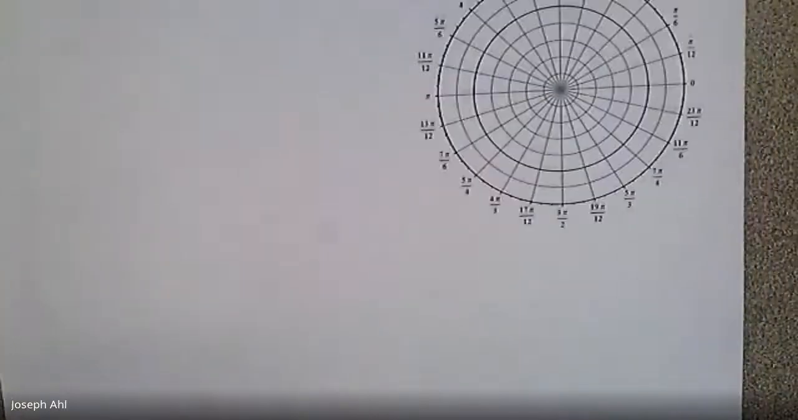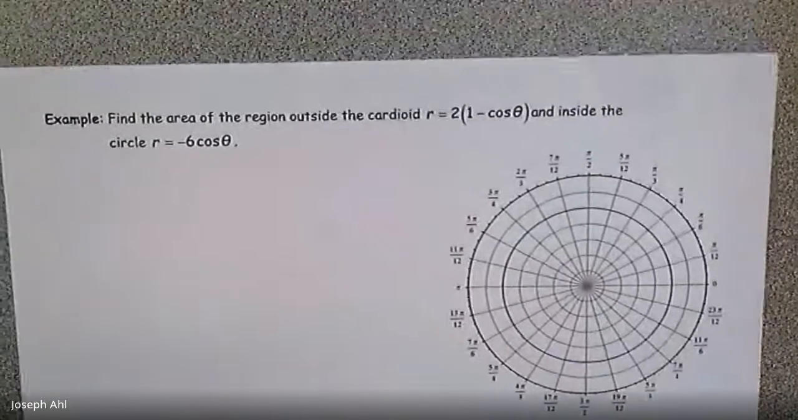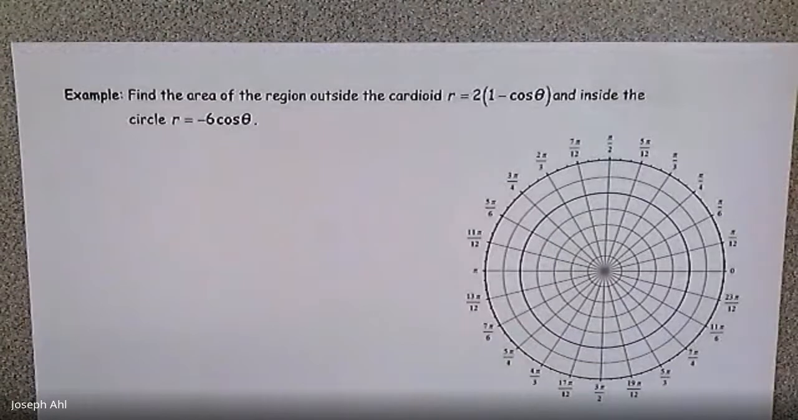So on the next page, we have: find the area of the region outside the cardioid, r equals 2 times 1 minus cos theta, and inside the circle, r equals negative 6 cos theta.